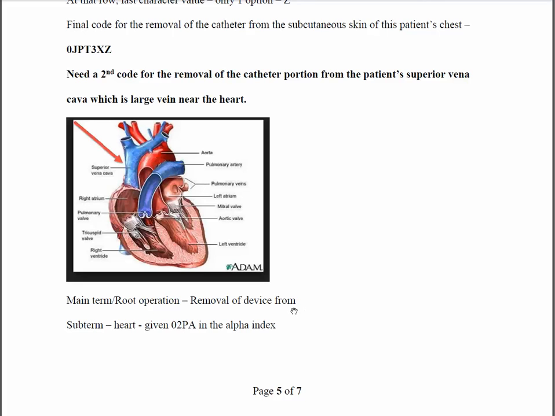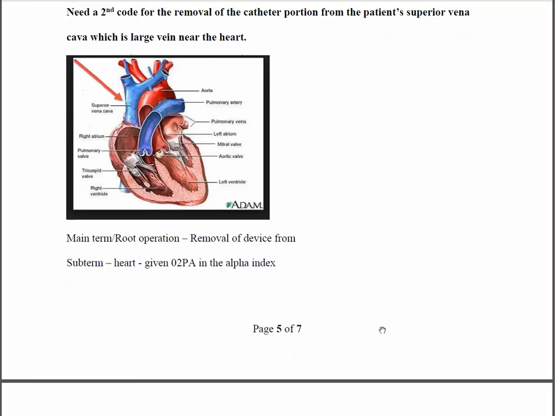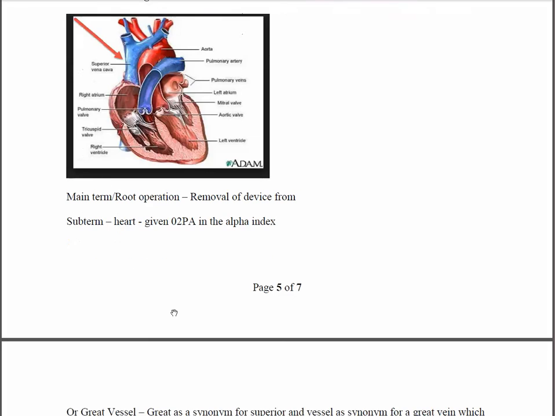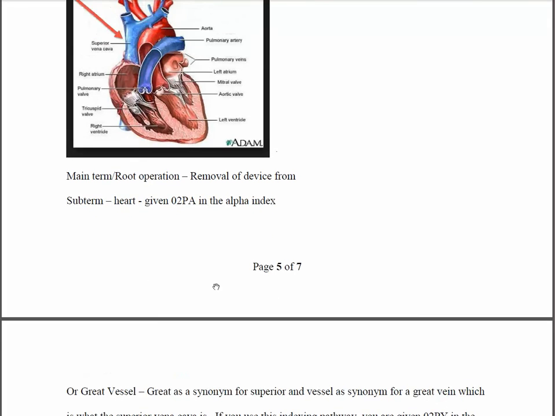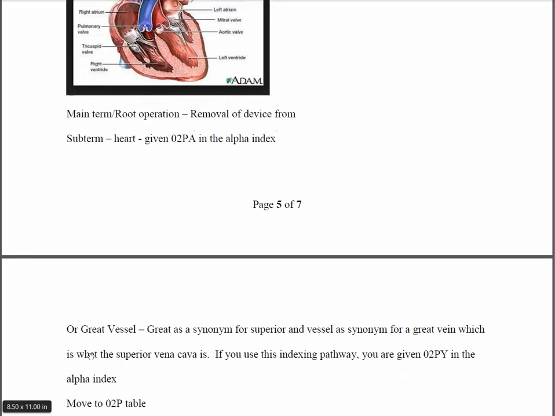Removal of device from where? If you look up superior vena cava, there is no subterm superior vena cava under removal. You could then choose to look at, okay, I know it anatomically, it's near the heart, I could choose that. Or you could say, well, maybe I'll look for synonyms. I'll look for something that means superior. And if you do that, you'll find synonym of great and then vessel, which is what vena cava means.